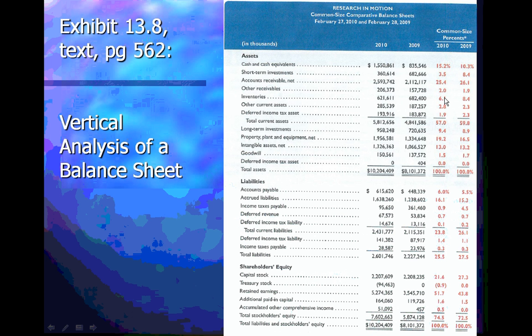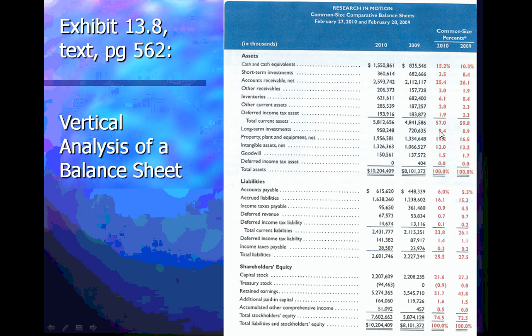That's good to know. How much of it's current? Well, 57 cents on the dollar. 57 cents of every dollar of total assets is current. In other words, we could turn it into liquid dollars in a year or less. That's what current means.